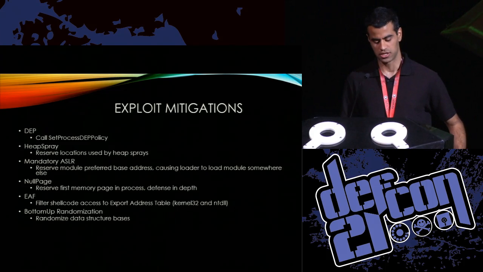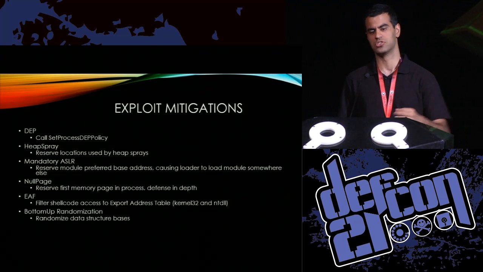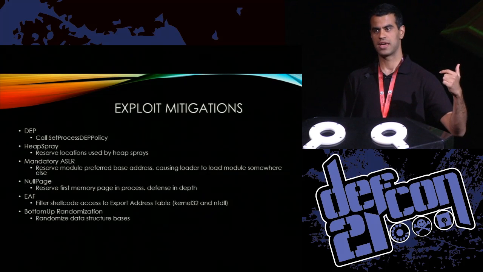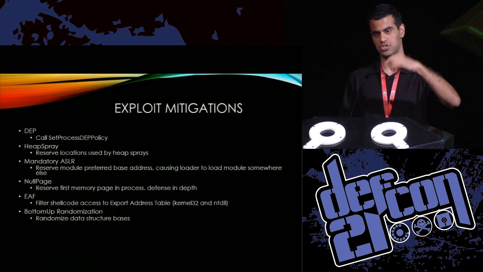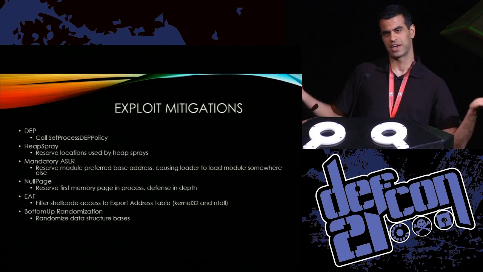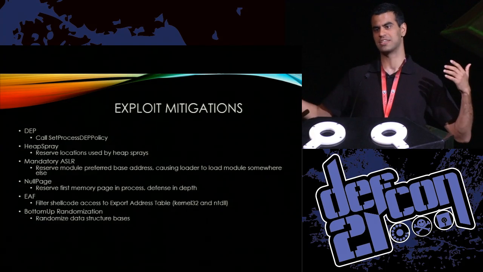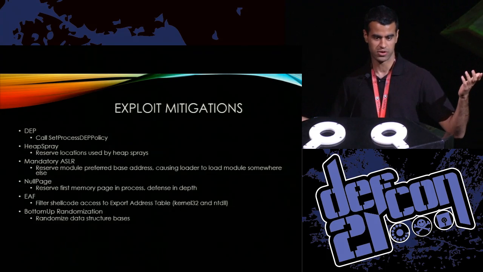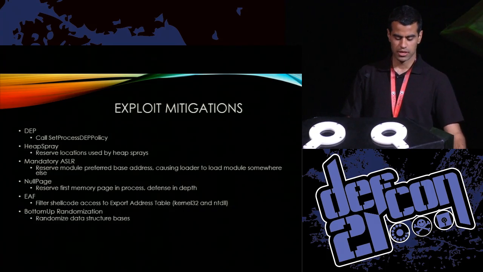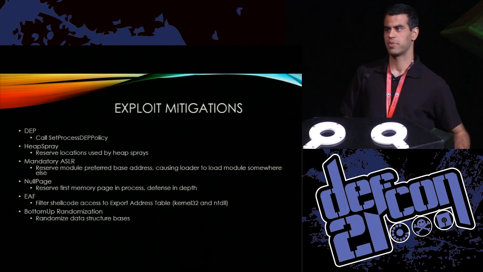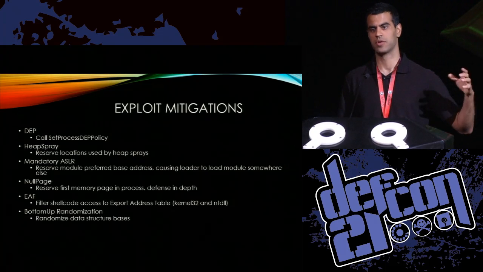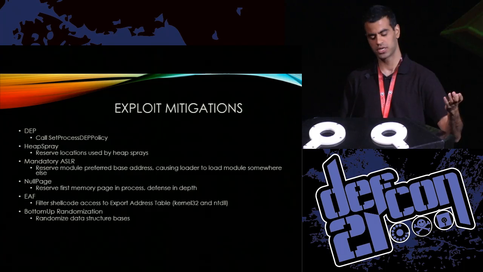We have mandatory ASLR, which reserves the preferred module loading base address so that the module cannot end up loading there. It reserves it so that it has to load somewhere else, which is effectively ASLR, but obviously newer ASLR techniques on newer versions of Windows are safer and have higher entropy. We have the null page mitigation, where we reserve page address 0, so that you can't abuse null pointer dereferences or null pointer bugs.